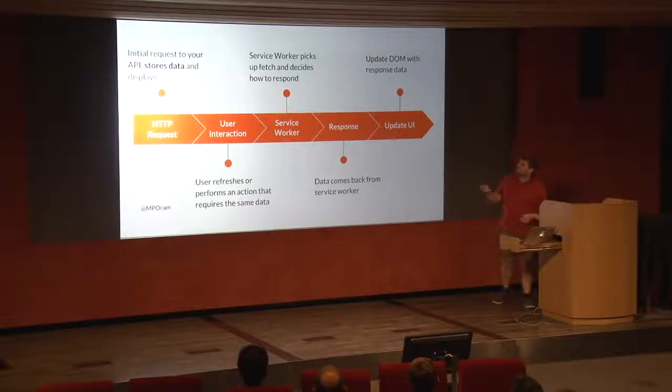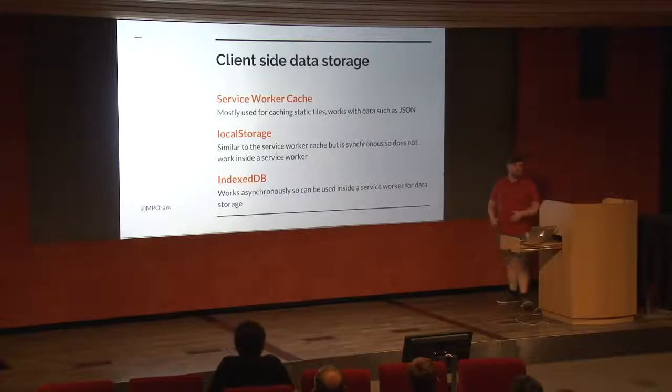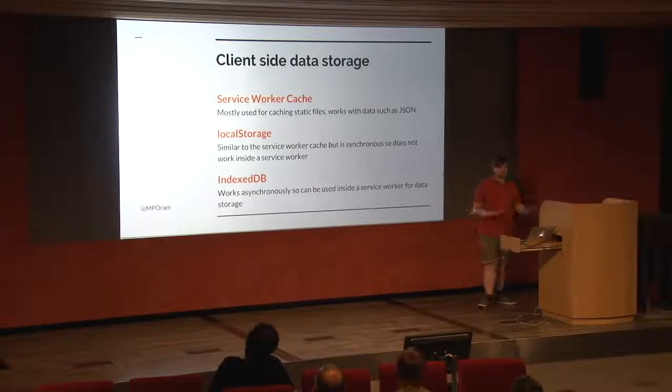So we're going to have a look at this bit in bold, the stores data. How do we actually do that? We've looked at the cache API, but if we're storing JSON, we can do a lot better than that. So there are a few ways that we can store data on the client side. We've already looked at the service worker cache. Generally, this is used for caching static files. Obviously, it's a cache. But it does work with data. You can put JSON in it. Anything text-based you can put in it. But all you can do is put stuff in it and get it back out. It can't do anything else.